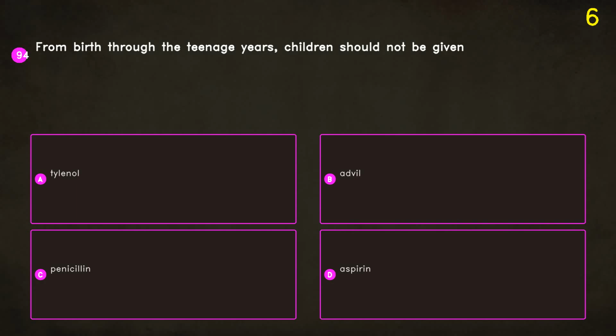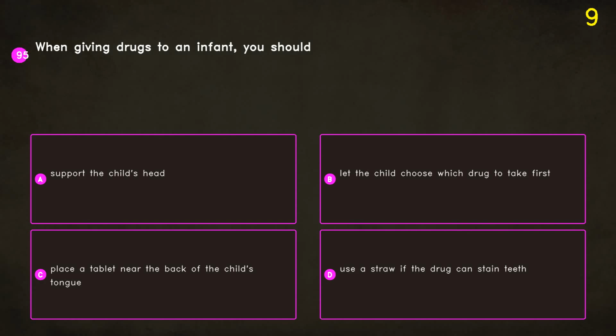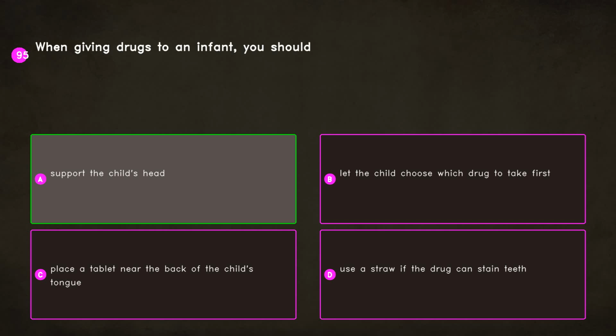Question 94. From birth through the teenage years, children should not be given A. Tylenol, B. Advil, C. penicillin, D. aspirin. The correct answer is aspirin. Question 95. When giving drugs to an infant, you should A. support the child's head, B. let the child choose which drug to take first, C. place a tablet near the back of the child's tongue, D. use a straw if the drug can stain teeth. The correct answer is support the child's head.